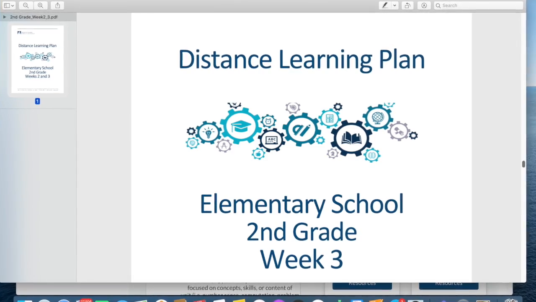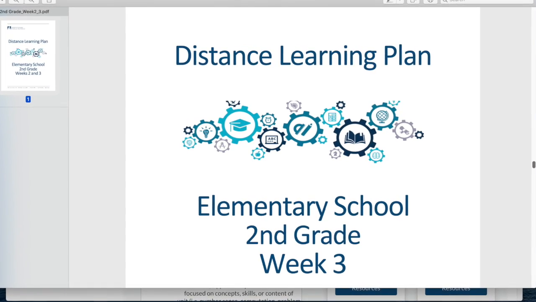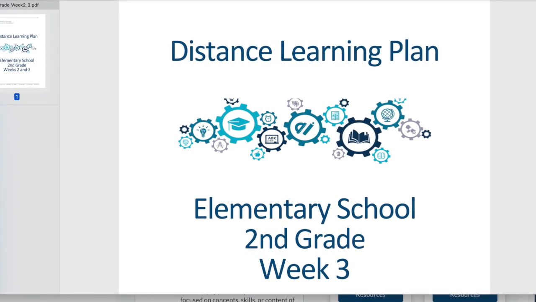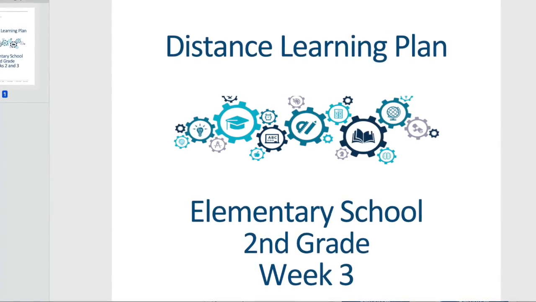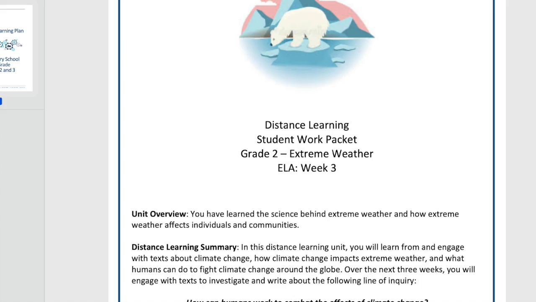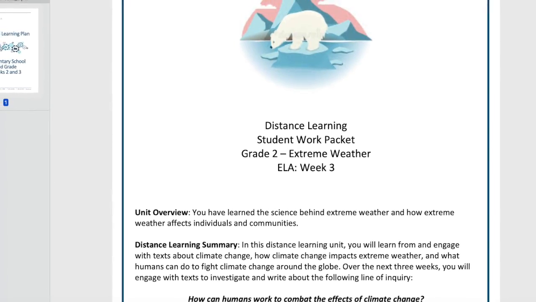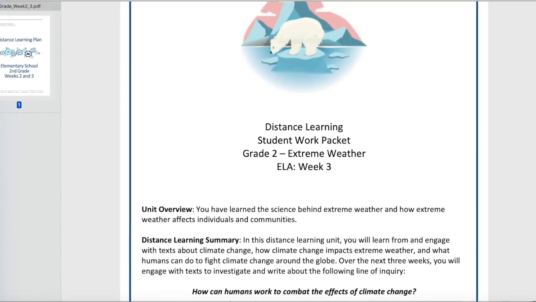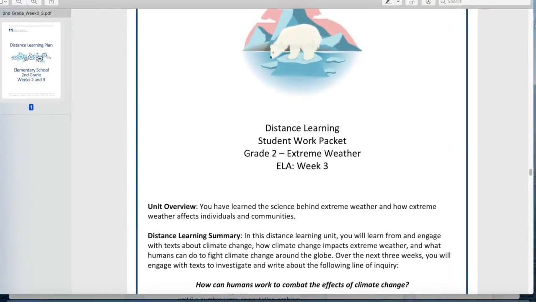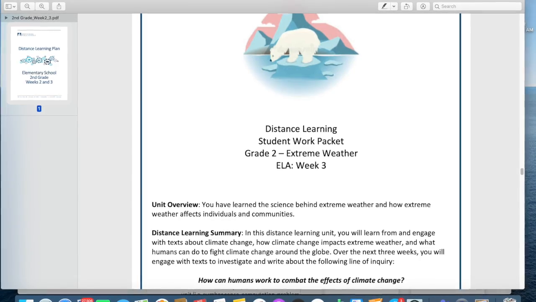So first, you want to make sure that you are looking in the packet for weeks 2 and 3, and that you get to the part that says week 3 in the middle of the packet. And then you want to make sure that you are in the part with the polar bear so that you know you're in ELA week 3. So look for that polar bear.